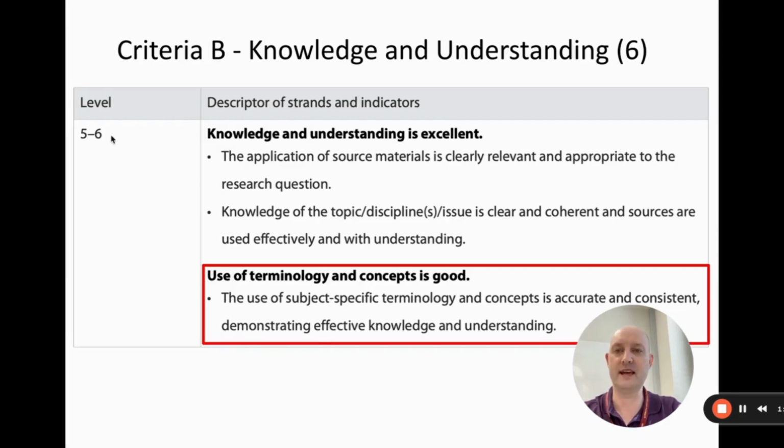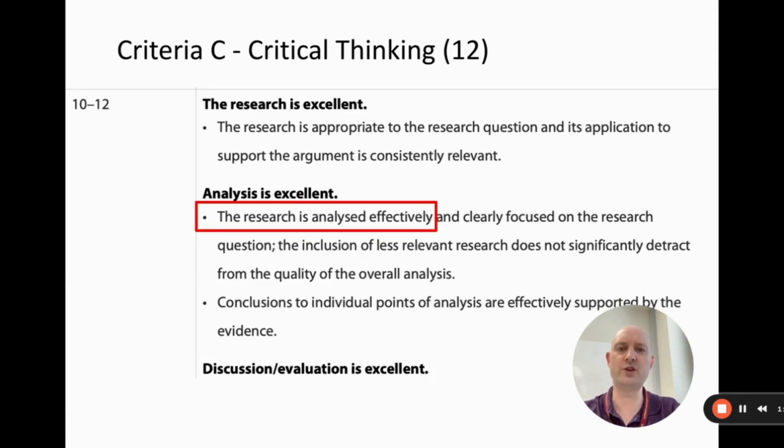So criterion B is out of 6 marks. And you can see that we need to use good terminology and good concepts. The use of subject-specific terminology and concepts is accurate and consistent. So this is effectively saying use good parts of the syllabus. For critical thinking, you've done your research and you need to analyze it effectively. And I think that the tools do kind of cross over into here, because the better you use the tools, the better your analysis is going to be effectively.